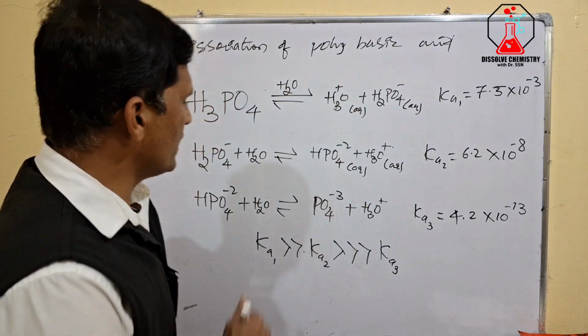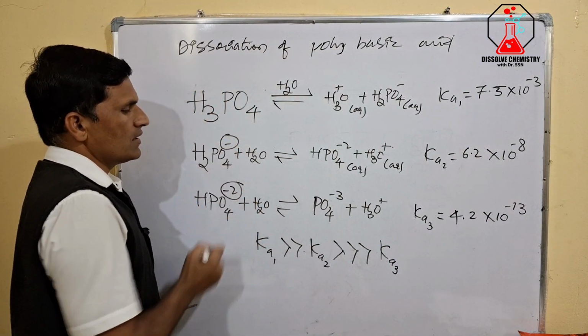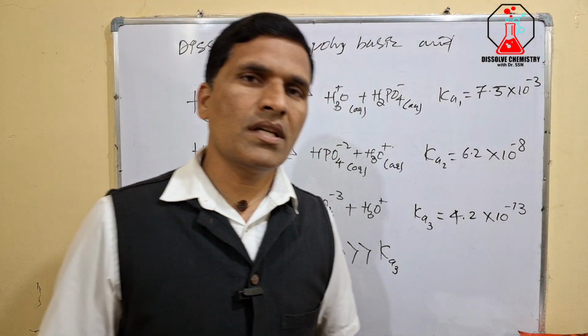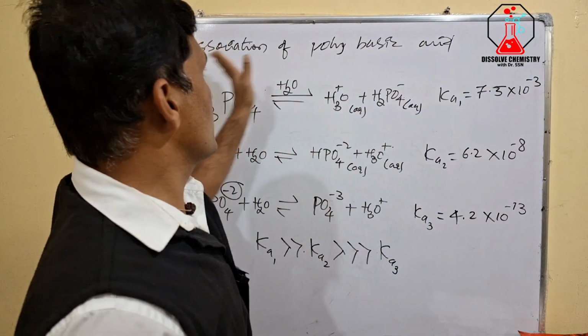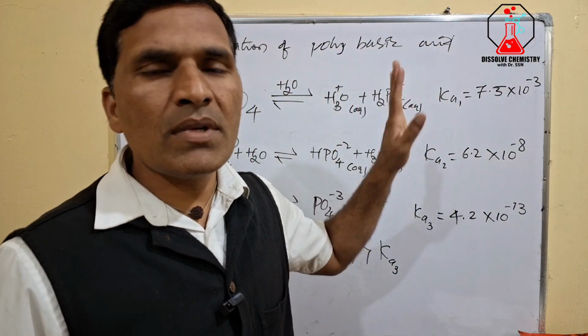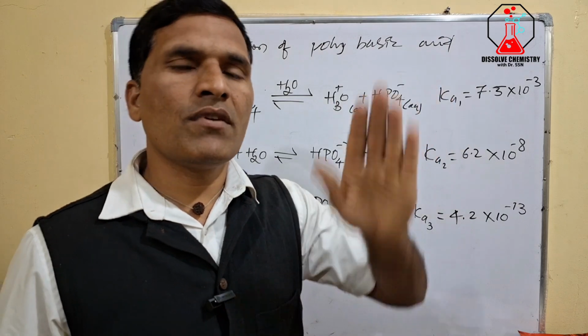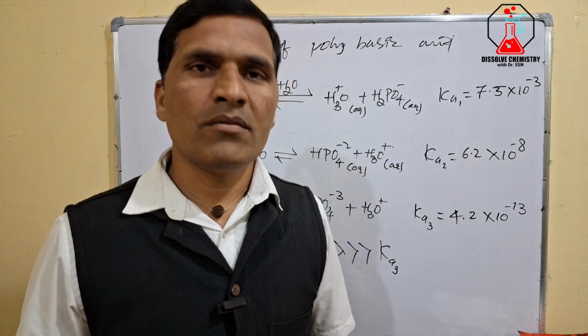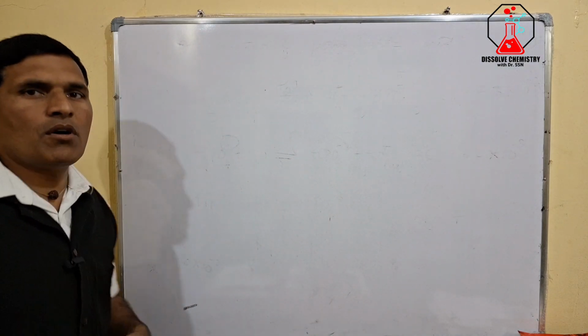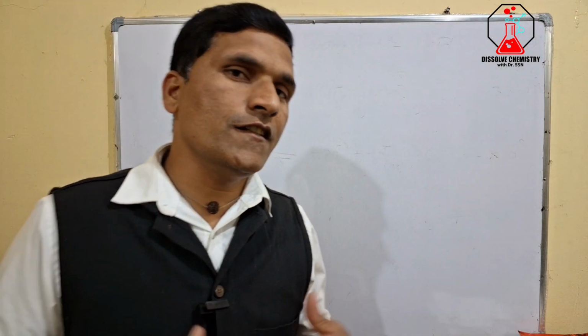Because what is the reason for that? As the charge increases, it is very difficult to donate the proton. Okay, so this is how we can explain dissociation of polybasic acid. Similarly, the same thing we can apply for the polyacidic bases also. Okay, so next we will talk about factors affecting the acid strength.